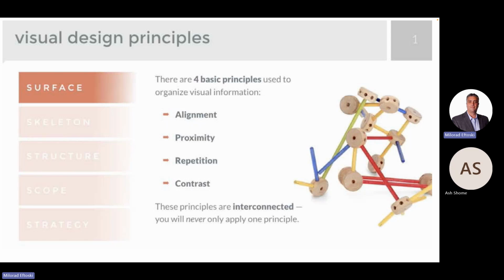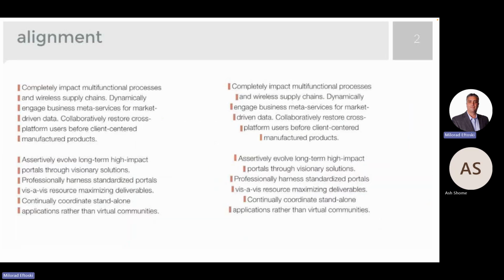There are four basic principles used to organize visual information: alignment, proximity, repetition, and contrast. Those are the four main ones. There's other ones, but these are the four main. These principles are interconnected. You will never only apply one principle. So every design has to have alignment, proximity, repetition, and contrast, especially with UI design, of course.